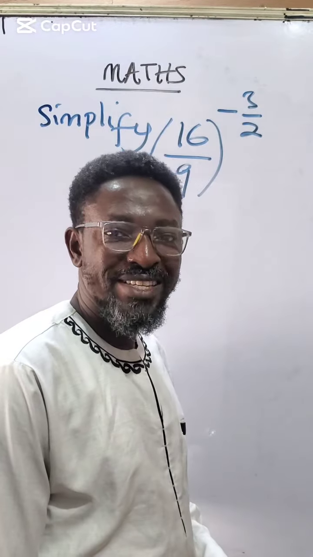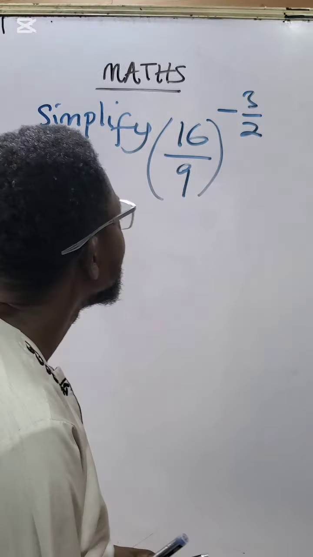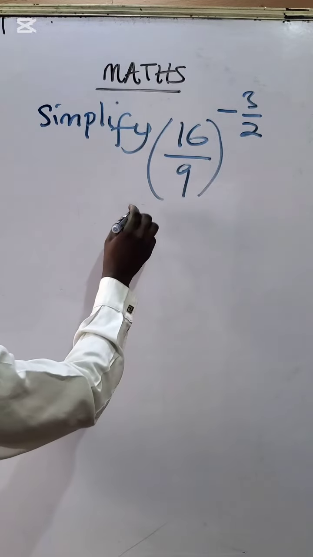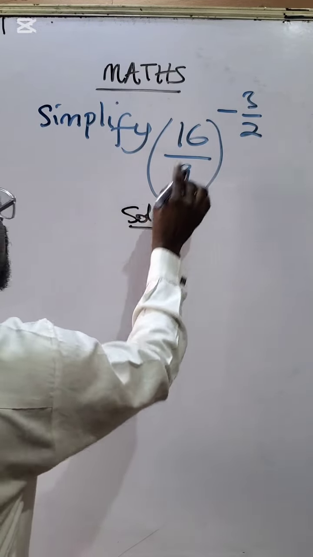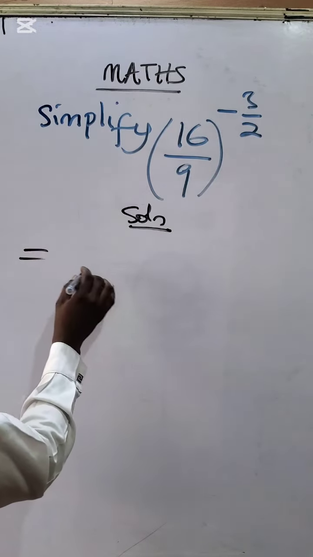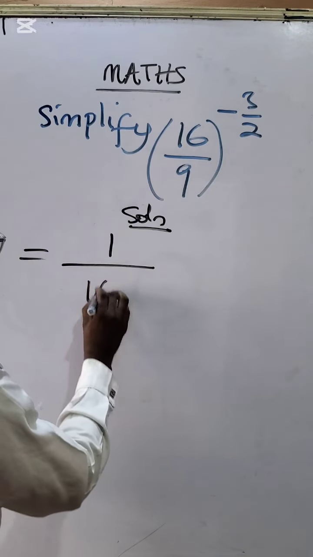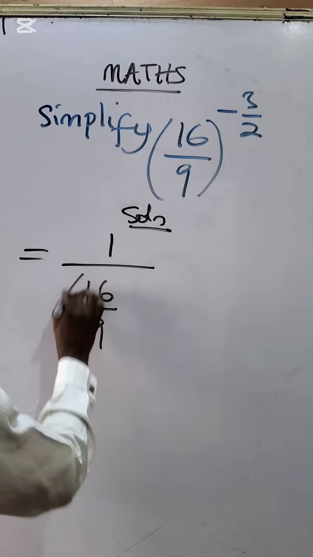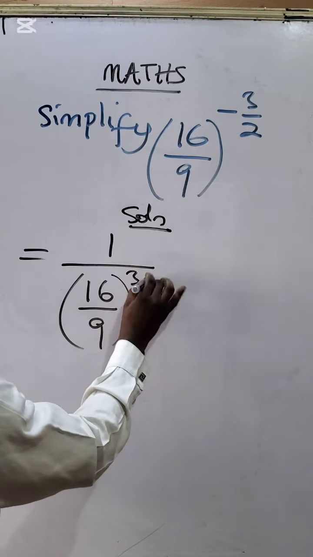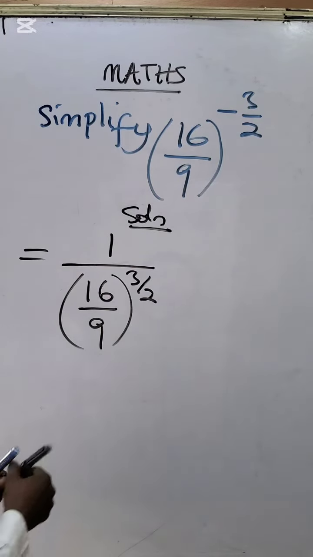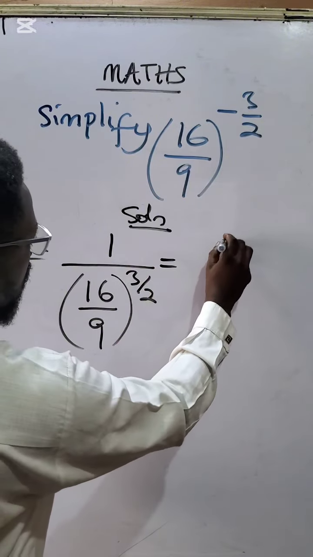To evaluate this type of question, the first thing to do is remove the negative index. So you can write this as 1 over 16 over 9 raised to power 3 over 2. So now I've removed the minus sign. So this one is taken as 1 over.